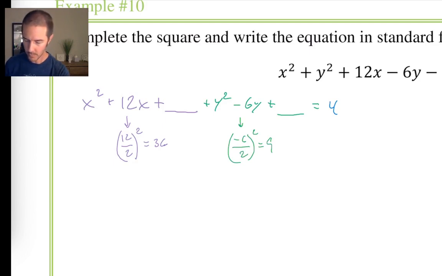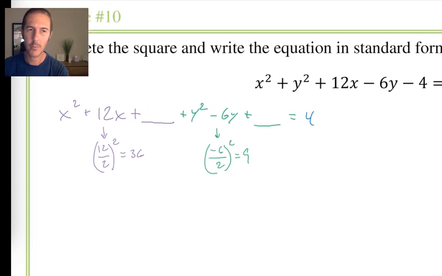So let's rewrite this, but I forgot to do something. I always forget to do this. I would have remembered it later, but let's put a little note down right now. If I add something to the left-hand side of the equation, I must also add it to the right-hand side. And if I add something else to the left-hand side, I must add it to the right-hand side. So don't forget to keep your equation balanced.